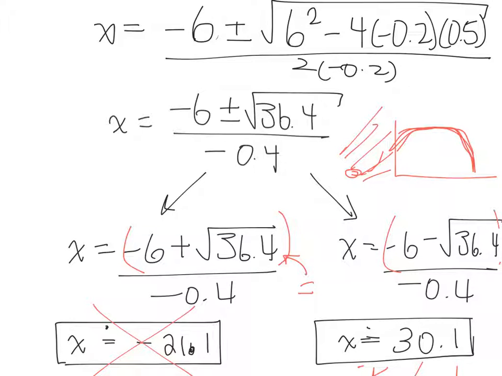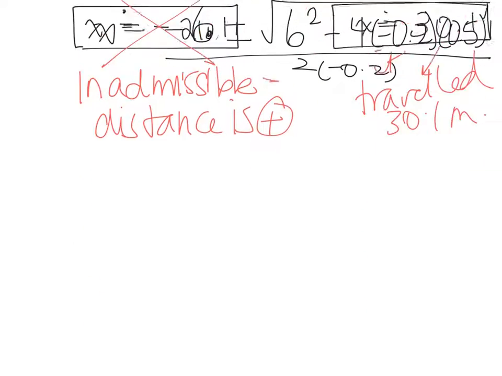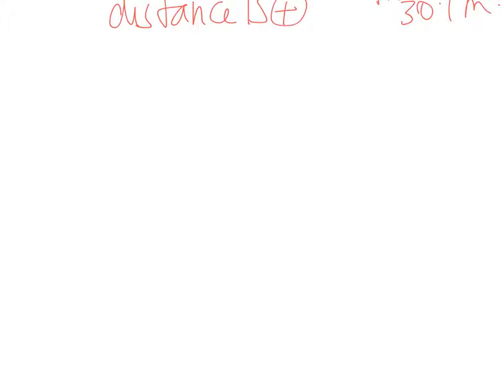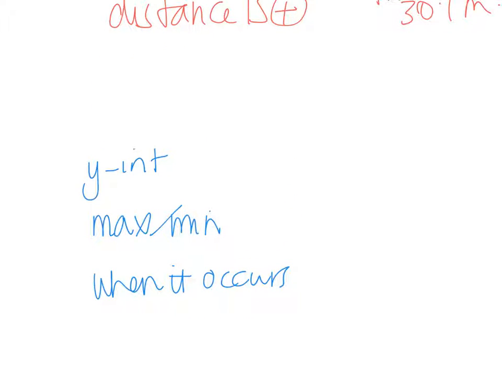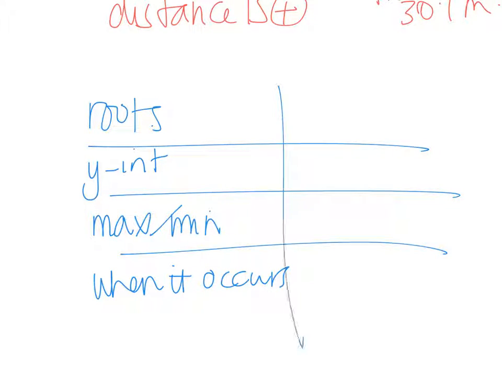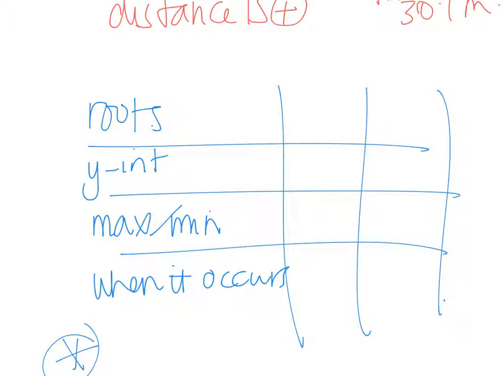A couple other things we learned in Chapter 6, and then we're done. We talked about how to use some shortcuts in Chapter 6 to find the vertex. We also filled out a really nice chart in our notes of how to find the y-intercept, how to find the maximum value or the minimum value, how to find when it occurs, how to find the roots or the x-intercepts. And we had a whole chart that talked about how to do those things and what they would look like in our equation. Definitely look at that chart. It's a really important page in your notes that's going to help you in your Chapter 6 booklet.